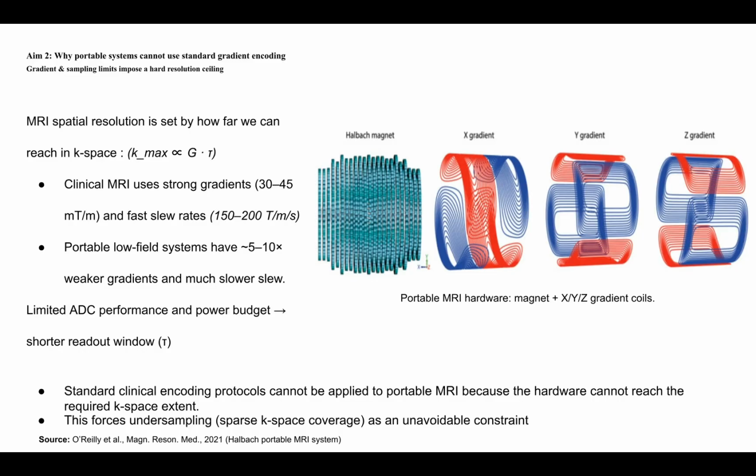The hardware relies on a compact permanent magnet shown on the left and tightly packed custom X, Y, and Z gradient windings shown on the right. These coils operate at much lower gradient strength and lower slew rate because there's no water cooling, limited heat dissipation, and a smaller amplifier power budget. So this directly limits the maximum k-space extent, which sets a hard ceiling on spatial resolution.